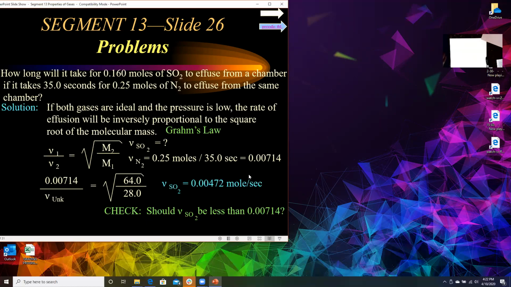And notice if I knew the number of moles per second and knew what it is, SO2, then I could calculate how many grams per second it happens and so forth. So the time it would take for 0.16 moles to effuse, what's given in the problem, divided by the velocity, the moles are going to cancel, and the time would be 33.9 seconds. Now, that should be okay.